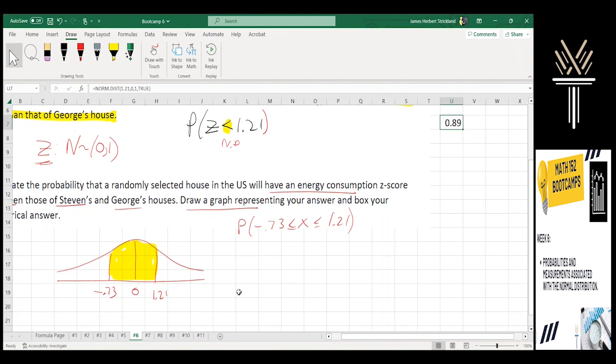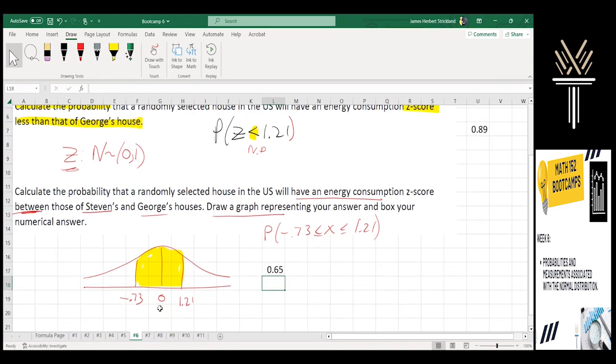So that means that we can do norm.dist of the bigger measurement, 1.21, given 0, given 1, given true. There we go. Minus the smaller one, norm.dist of negative 0.73, given 0, given 1, given true. There it is. That's the probability of people who use between those two amounts. So 65% of people use more than Steve, but less than George.